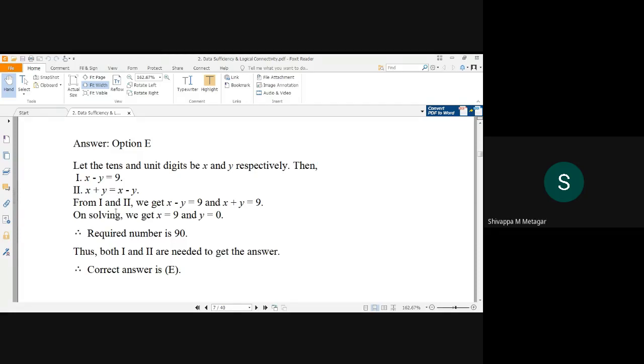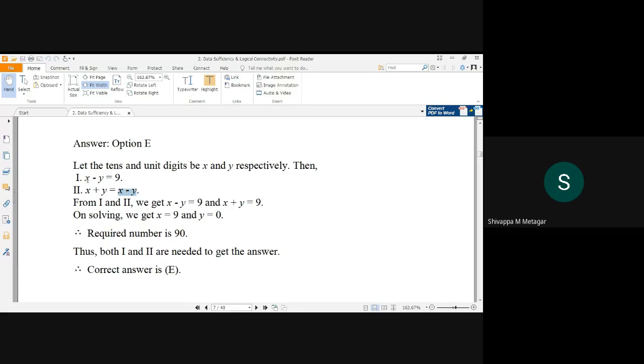This is the first statement, and the value of x minus y based on the first statement is 9. If you know the value of x minus y, it means both are equal. They have given in the second statement that the sum of two digits is equal to the difference of two digits. So you can solve the first and second equation. You can easily get x minus y is equal to 9.